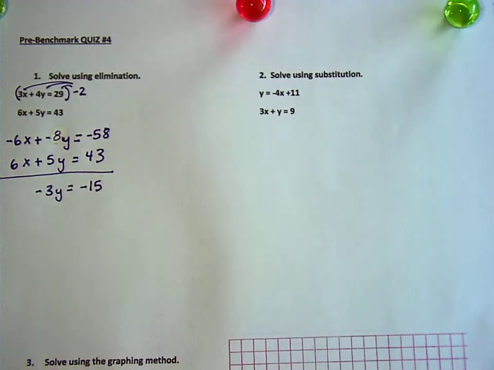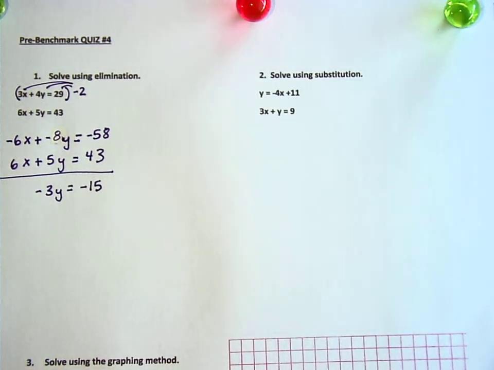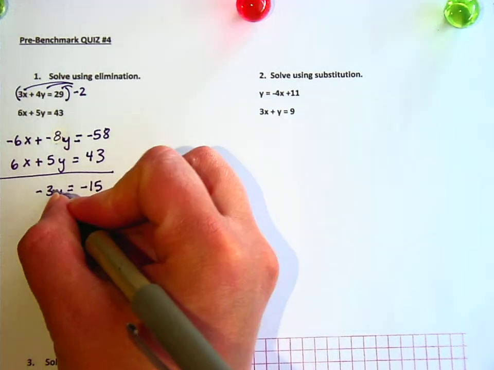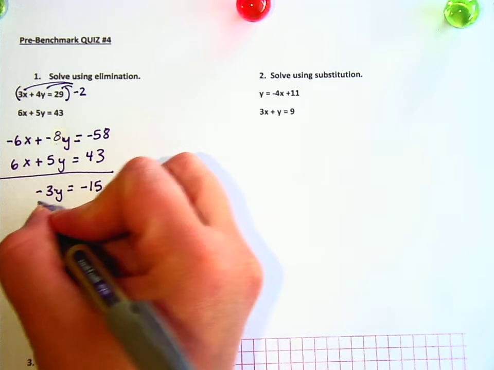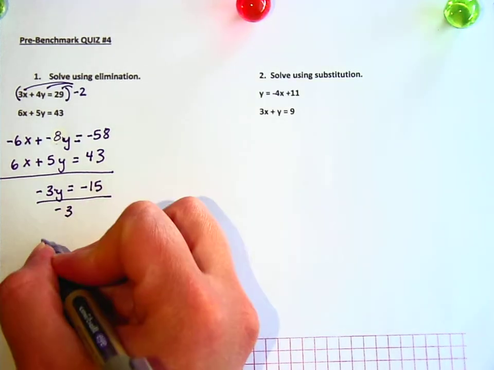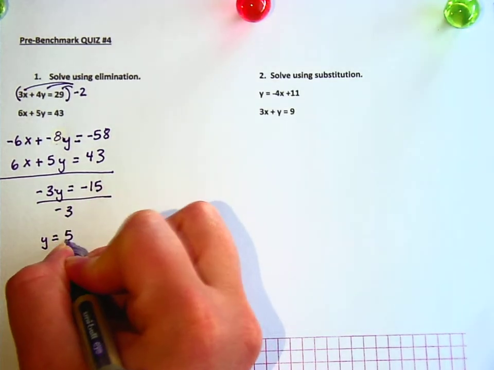And by the way, if you're still having problems with adding and subtracting positives and negatives, use a calculator. Don't just guess. You don't want to not pass this benchmark because you just didn't add correctly. That'd be silly. So then you're multiplying by a negative 3, so then we're going to divide by a negative 3 on both sides. You end up with y equals 5.